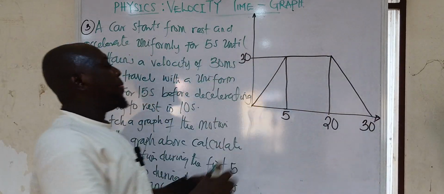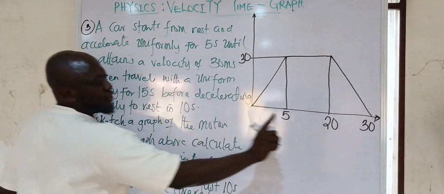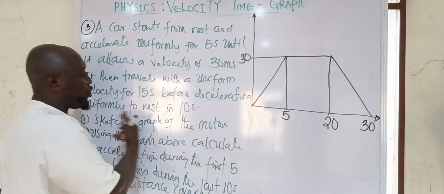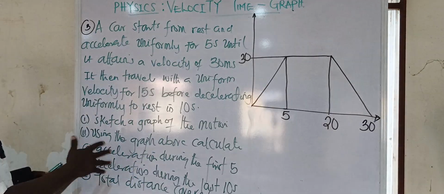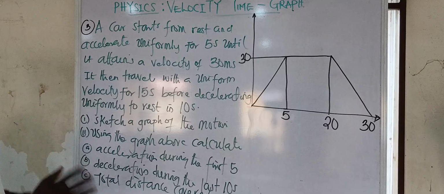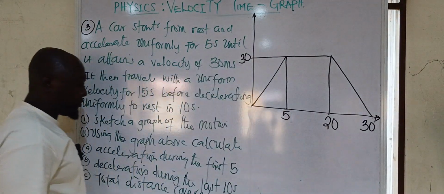But if they say the total time of the deceleration is 10, you don't need to add 10. Just put 10. Don't add it again. But for this one, we are not told that this is the total time, so we are maintaining that. So this is the concept of all that we have been saying. They said to sketch a graph of this motion. This is the graph.